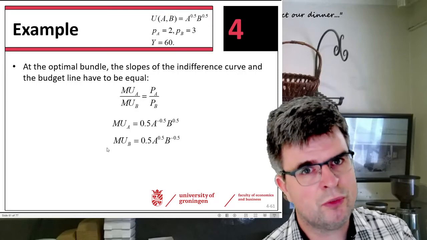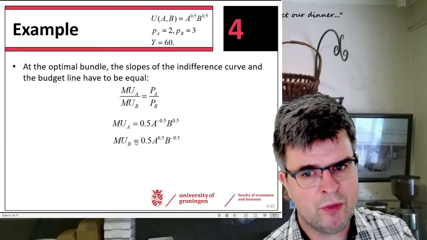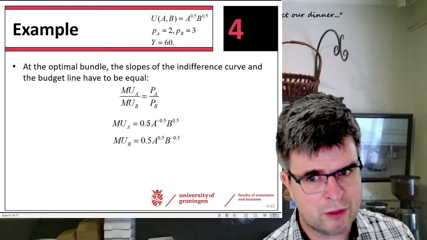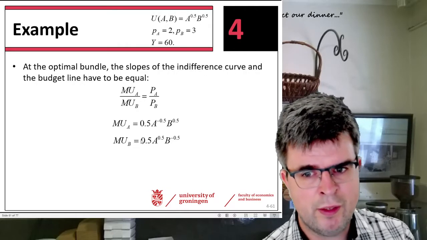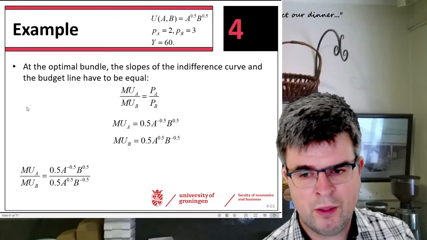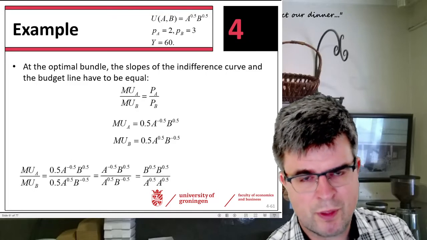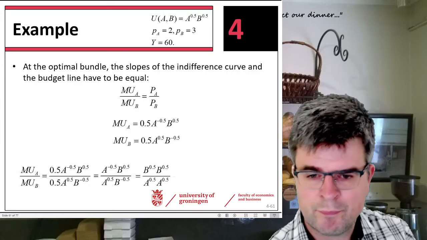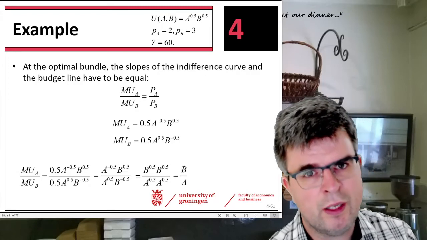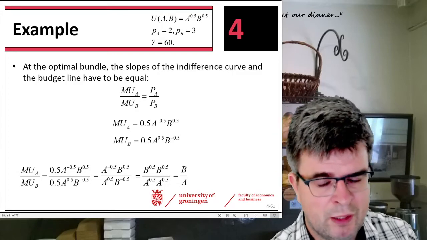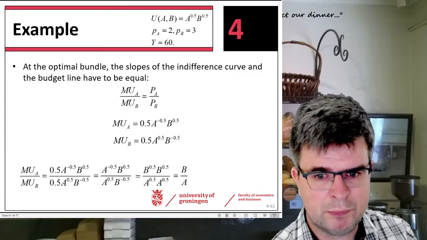Similar for the marginal utility of b, and now we can divide the two. The nice thing about Cobb-Douglas is that a lot of terms cancel out, like the 0.5, and if we have the ratio, we can reduce this in a couple of steps, and I will go very slowly here, but in the end you arrive at the ratio b over a. And we've seen that before in the example.